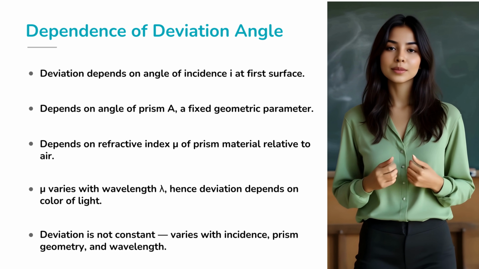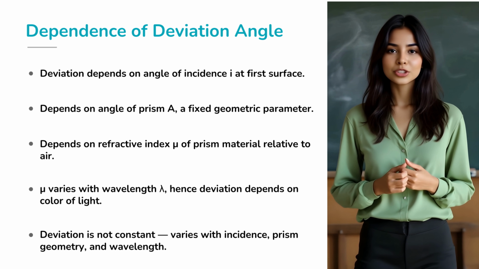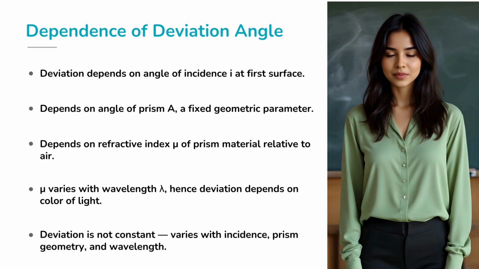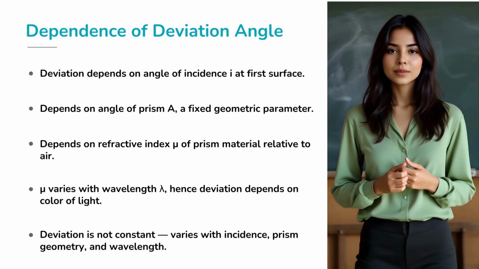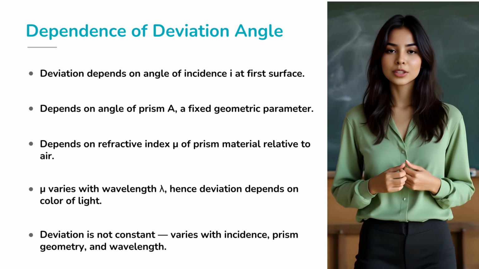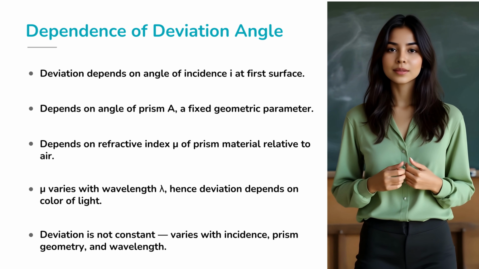compared to air. But here's the twist: the refractive index is not fixed. It actually depends on the wavelength of light. That's why different colors bend differently in the same prism. So, deviation isn't a constant, it's like a dance between angle of incidence, prism geometry, and wavelength.